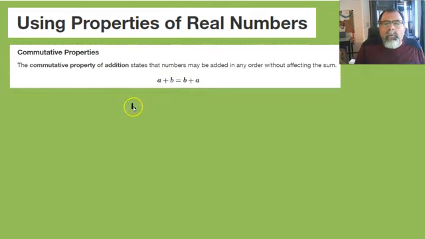Okay, so an example would be 3 plus 5 is the same thing as 5 plus 3. We know that 3 plus 5 is 8, and 5 plus 3 is also 8. So you can see that the order that you're adding the numbers doesn't affect the outcome. Okay, so that's the first one.